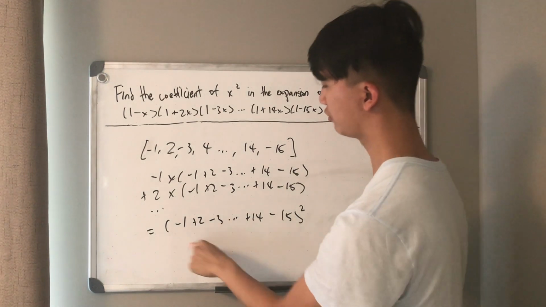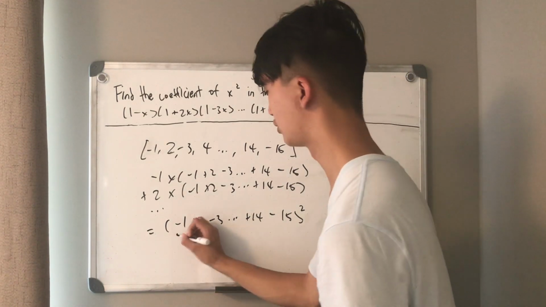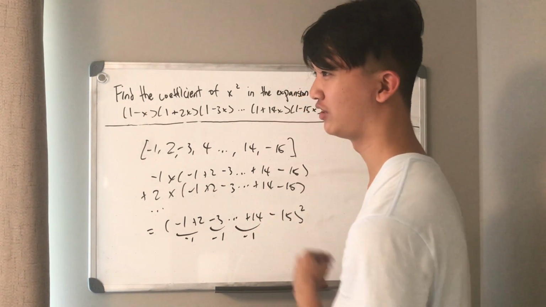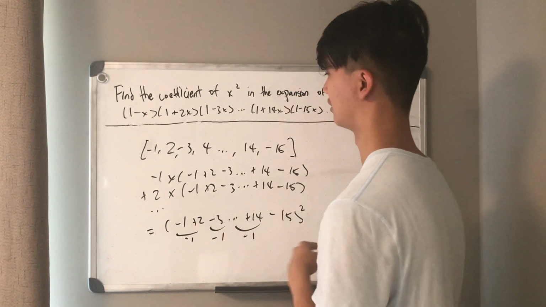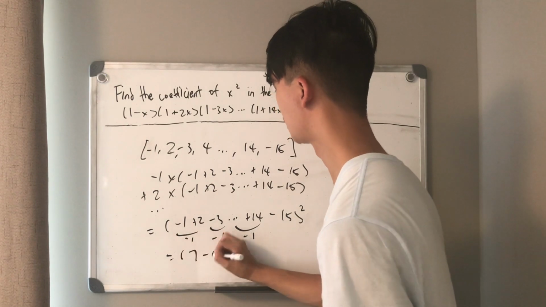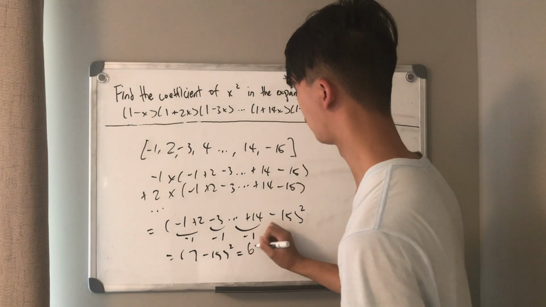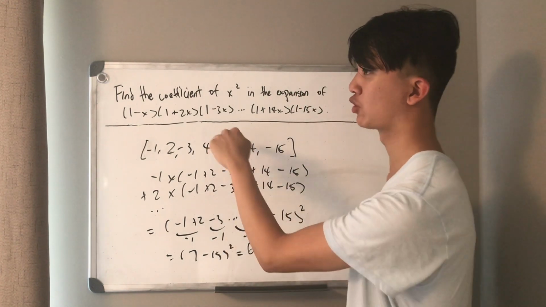Now you can pair these terms up to get that this is equal to -1, this would be equal to -1, and this would be equal to -1. There are terms in the middle here, and then -15. So this is equal to (7 - 15) all squared, which is equal to 8 squared, which is equal to 64.